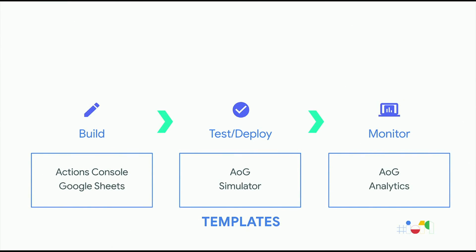And don't forget to keep an eye on your Search Console over time to check your enhancement reports and the unparsable structured data report. For our YouTube how-to, we used Google Sheets to add structured data to our video via templates in the Actions console. And we also showed you how to use the AOG simulator and keep an eye on those AOG analytics. So here it all is again in one place.